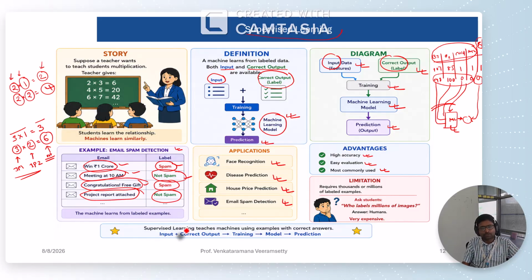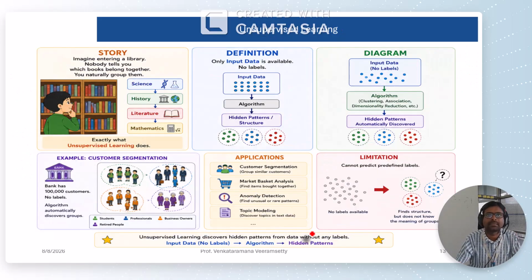So finally, supervised learning teaches the machine using examples with correct answers. You have to provide the input data and correct output data, train the model, then it comes to the prediction. So hope you understand how supervised learning works. And now we are going for the next one, that is called unsupervised learning.